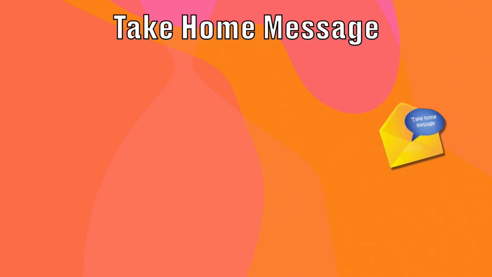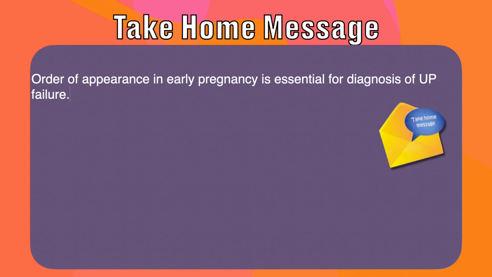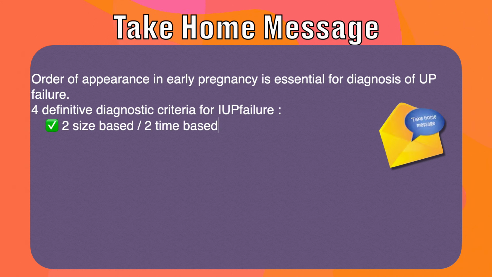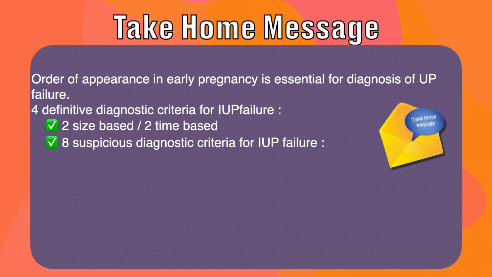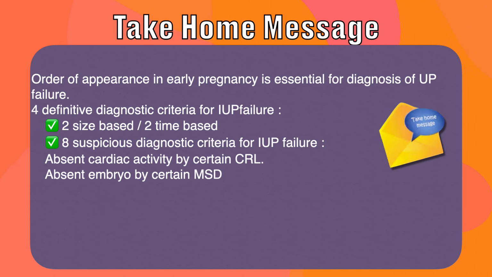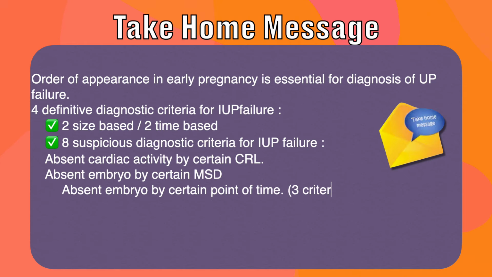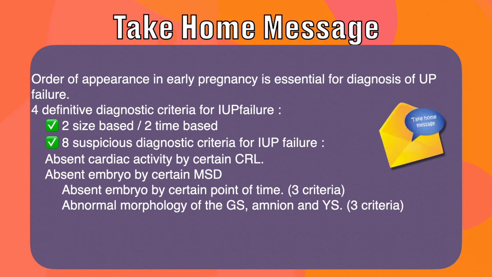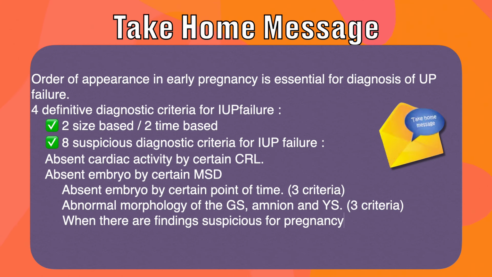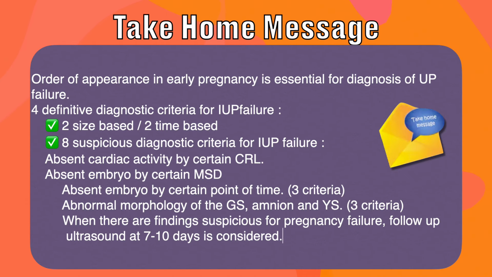Take home message. Understanding the order of appearance in early pregnancy is essential for diagnosis of intrauterine pregnancy failure. There are 4 definitive criteria for intrauterine pregnancy failure. 2 are size-based and 2 are time-based. There are 8 suspicious diagnostic criteria for intrauterine pregnancy failure. They are absent cardiac activity by certain crown rump length, absent embryo by certain mean sac diameter, absent embryo by a certain point of time, abnormal morphology of the gestational sac, amnion and yolk sac. When there are findings suspicious for pregnancy failure, follow-up ultrasound at 7 to 10 days is generally appropriate.